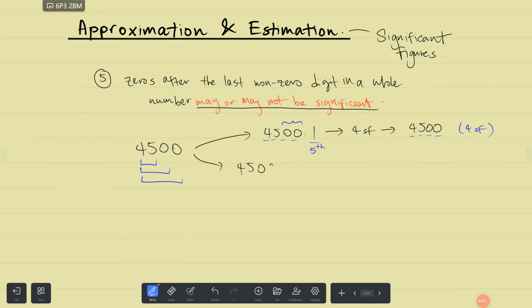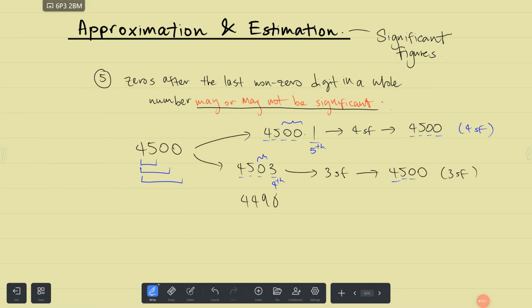Next, if let's say you have a number such as 4503, and you want to round it off to 3 SF. So you look at all these numbers, they're all significant because this 0 is in between two non-zero digits again. So this is the 4th SF. And when you look at the 4th SF, it tells you to round down again. And lo and behold, you get the same number as well. But this time, it's 3 SF. So these three numbers are significant except for the last one.